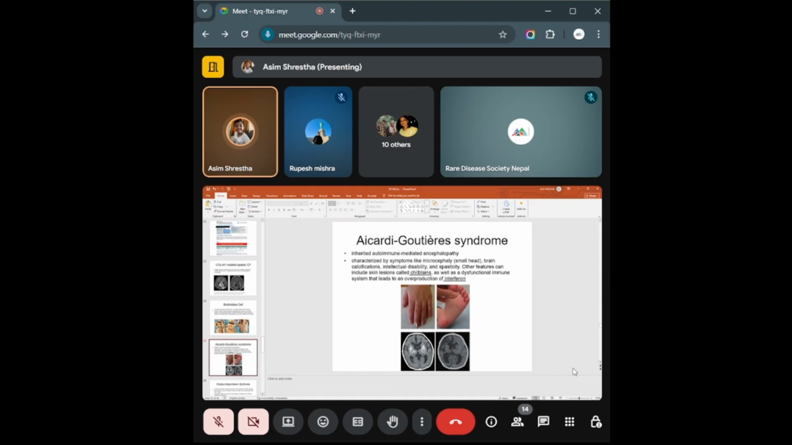And in this condition, if we do the CT head, we can see calcifications along the basal ganglia region and thalamic calcifications. So when there is calcification in the basal ganglia and thalamic regions in a child with developmental delay, spasticity, and these skin findings, we could suspect Aicardi-Goutières syndrome, and refractory seizures as well.